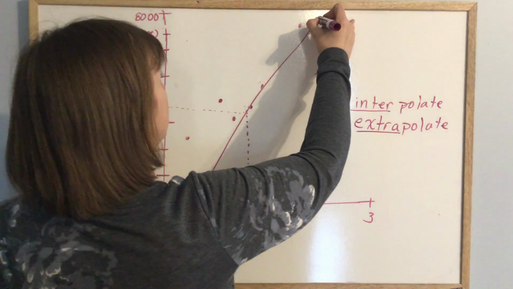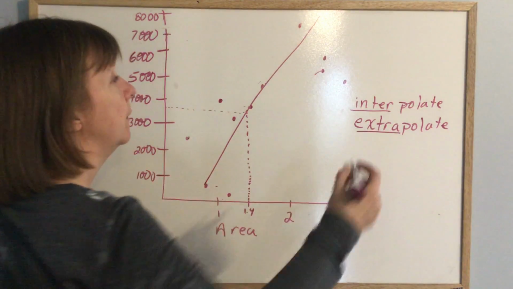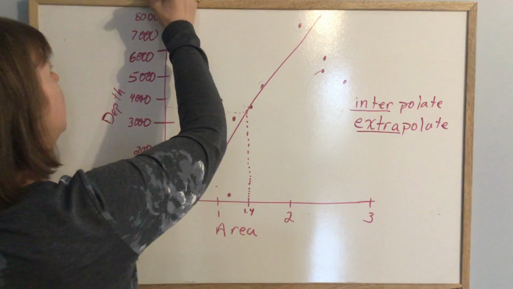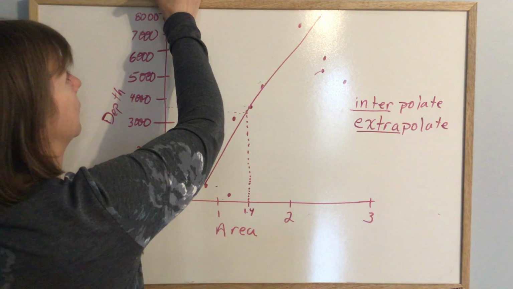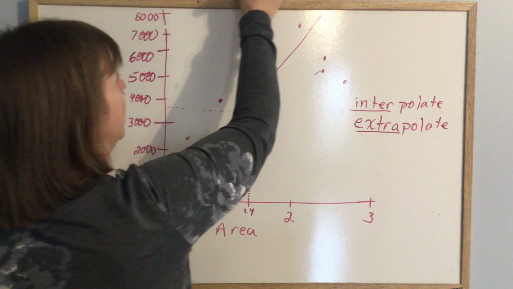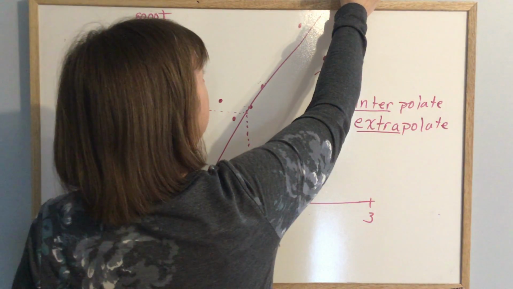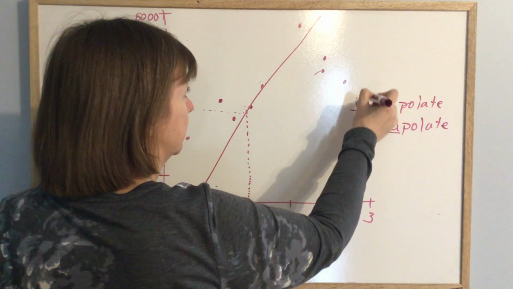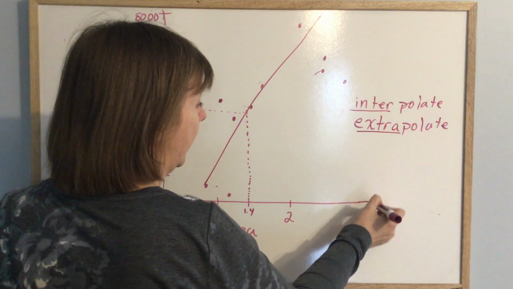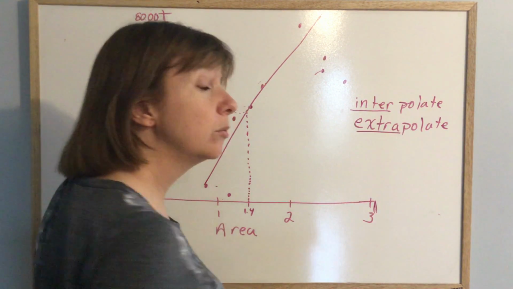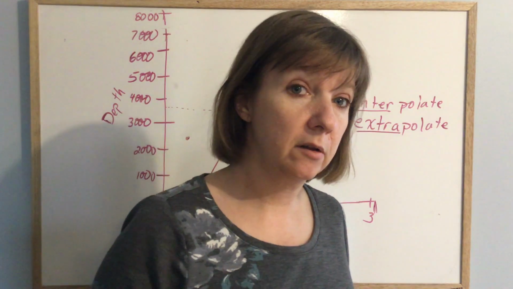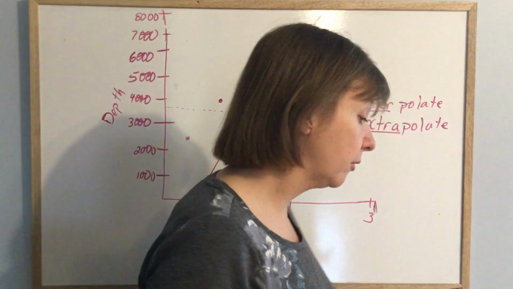So what I would do, I don't have space, but I would continue my line a little bit, and I would say 9,000 would be up here. And so I would come across to where my line would be, about right here. And then I would come down, and I'm going to say that's about 3.1, 3.2 million square kilometers.